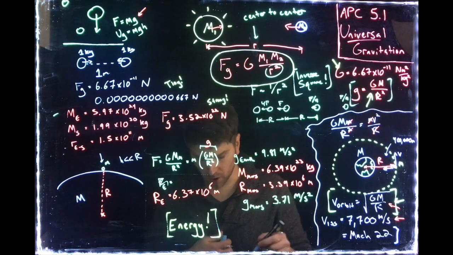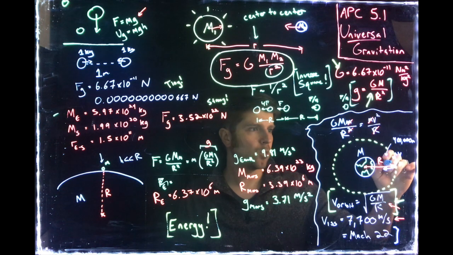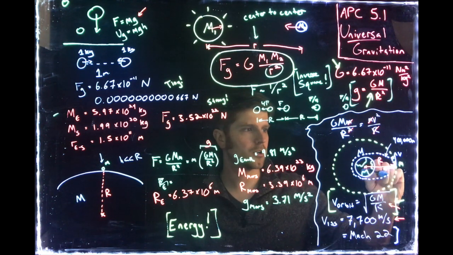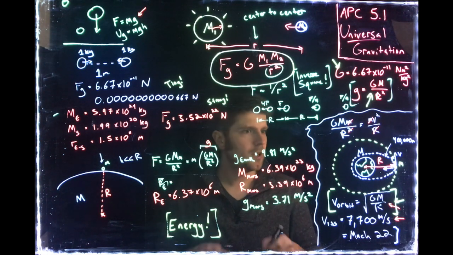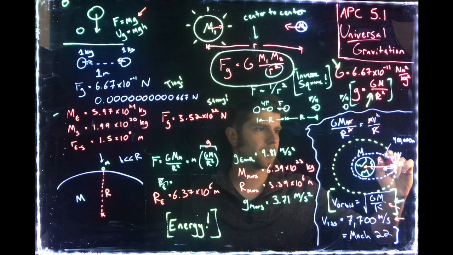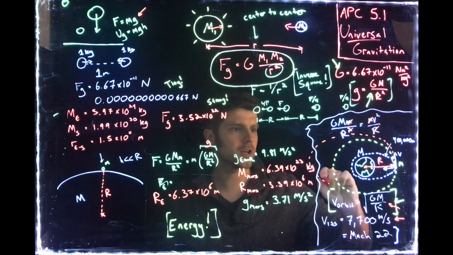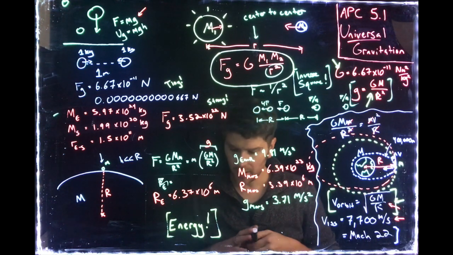Most orbits, though, are not purely circular. So if you go too slow, what happens is that you end up in an elliptical orbit. And if you're going too slow, your elliptical orbit will get closer to the planet. If you're going too fast, you'll end up in an elliptical orbit where the other side of your orbit is further away from the planet.